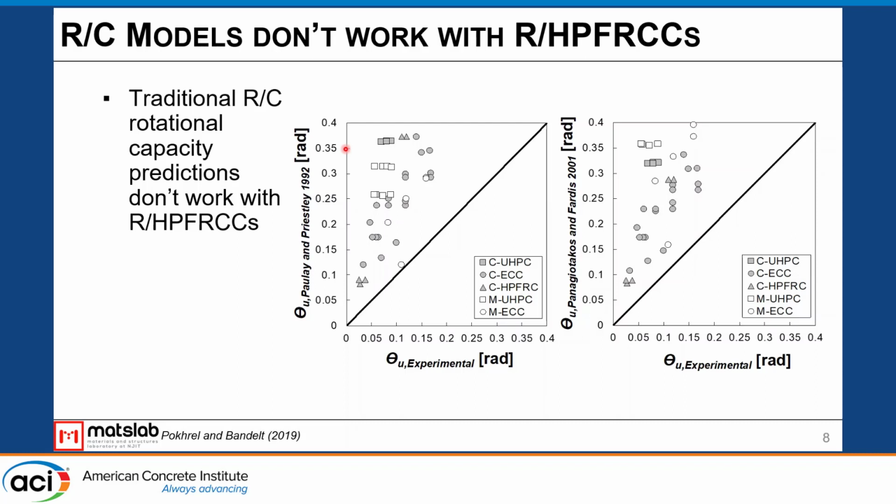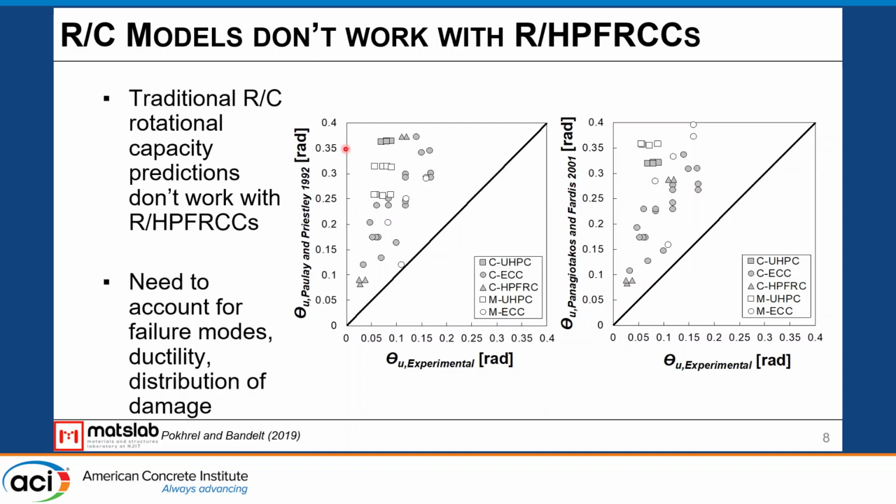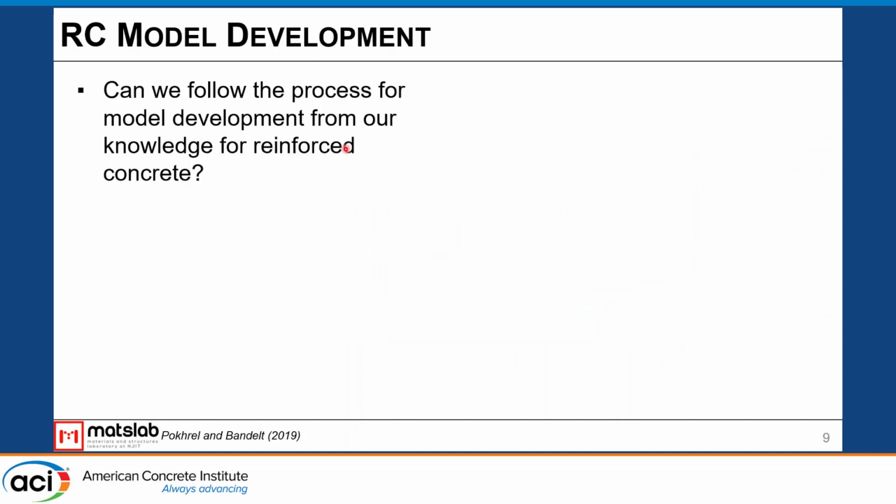These are monotonic and cyclic experiments for a wide range of strain hardening fiber reinforced concretes, including UHPC. So what that means is that we need to account for failure modes, ductility, and distribution of damage when we're using UHPC and similar systems. So can we go through the process and say, okay, how did we do this for reinforced concrete? And let's just repeat it again for these new materials.